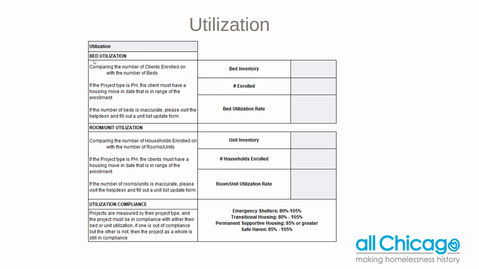So if your project only has single inventory, meaning that you only enroll single clients, then your bed and unit utilization should be identical, as the beds should match the units. If you have a project that does serve families, then it's likely that your bed utilization and your room utilization will be completely different. But if either one of these are in compliance, then you will be in compliance overall for utilization.